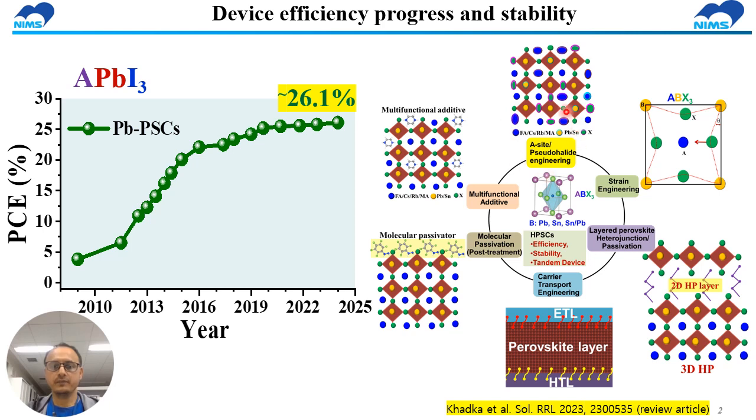This improvement has been obtained in a number of ways. One is composition engineering, and some work has been done on strain engineering, 2D molecular passivation, STL and ETL engineering, and molecular surface passivation, and multifunctional additives have also been used. With those different approaches, stability as well as efficiency is being explored in detail.